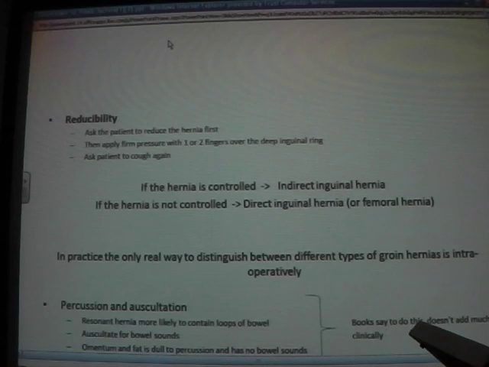The best way to tell if a hernia has got bowel loops in it is to actually reduce it. When you reduce it, if you hear gurgling sounds, then it's got bowel in it. If there's no gurgling sounds, then it's probably omentum. It's got an omental sleeve.